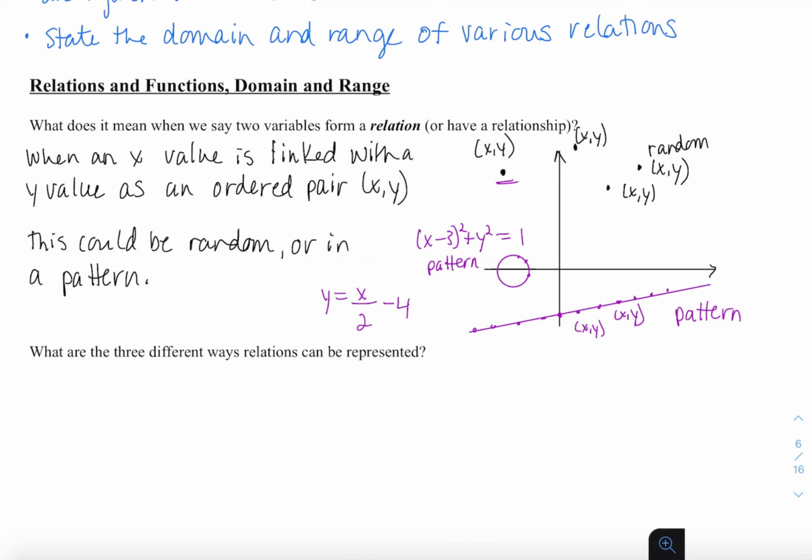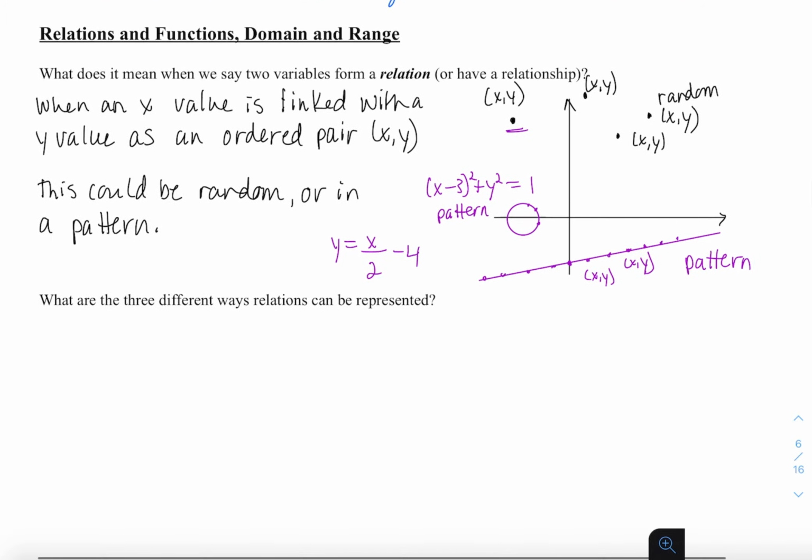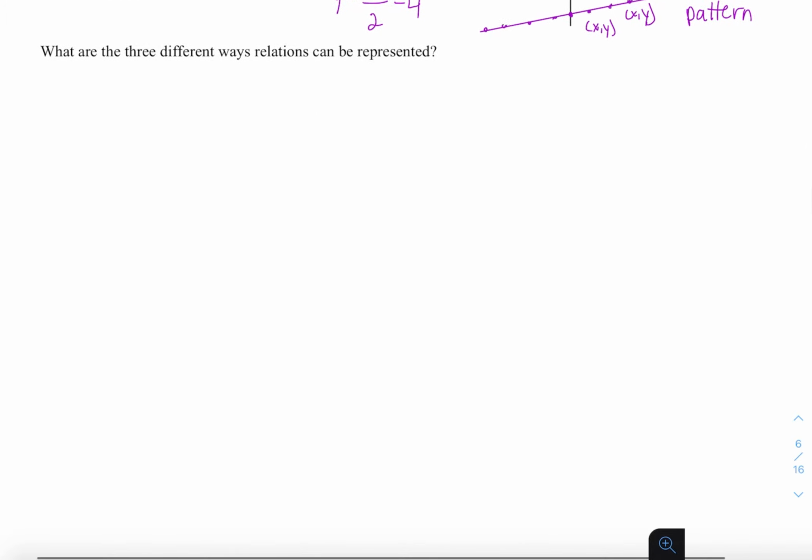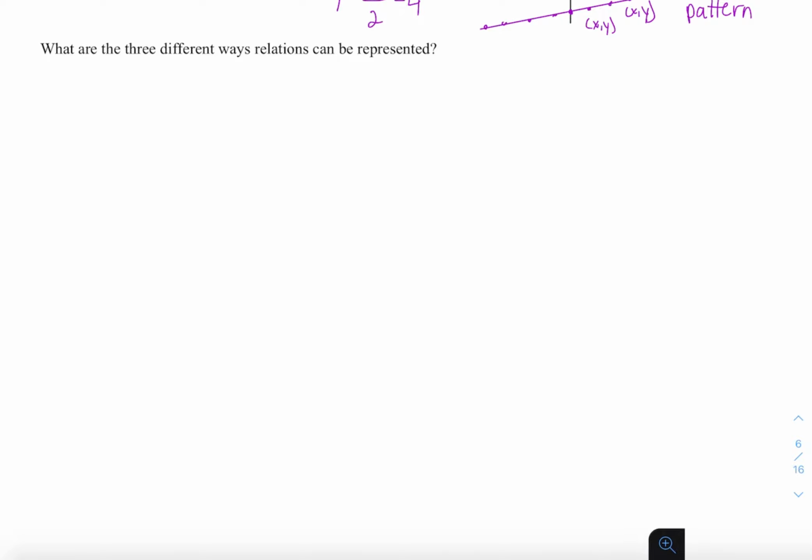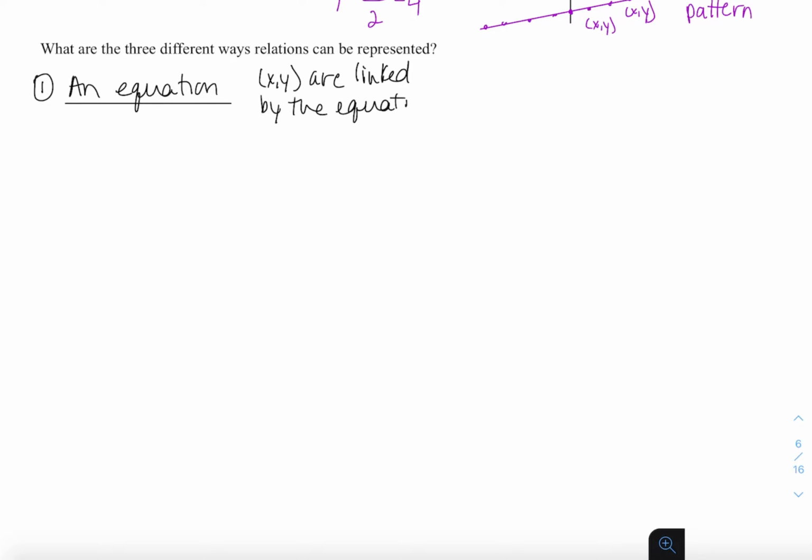So we've already sort of summarized the 3 different ways a relation can be represented just by the stuff we've covered so far. So there are 3 ways we can represent a relation, and I'll go with the most obvious one first. The most obvious one is an equation. Okay, and what I mean by that is x and y are linked by the equation. So for example, we have a line. This is one example.